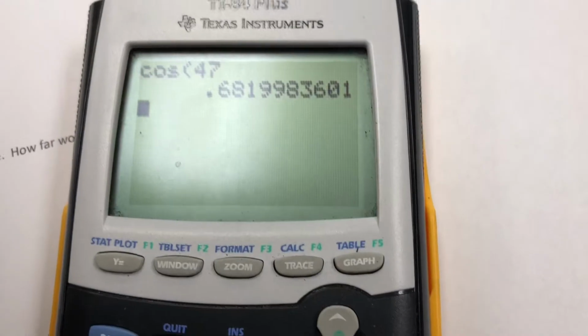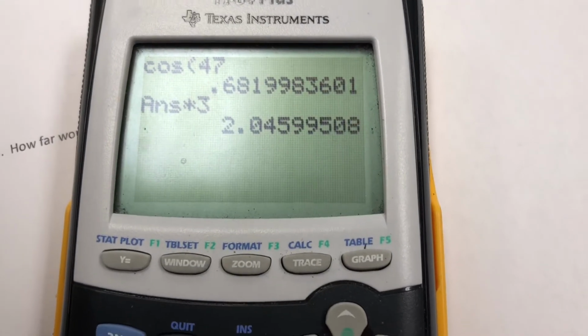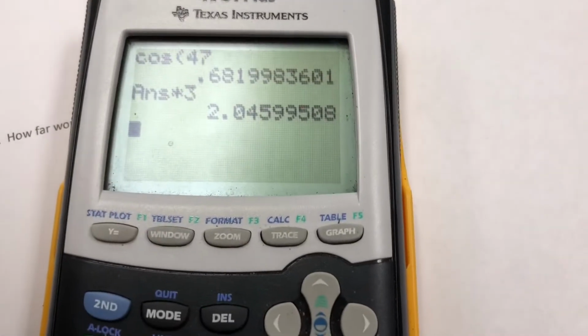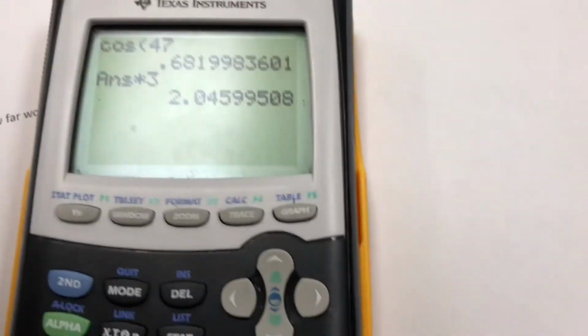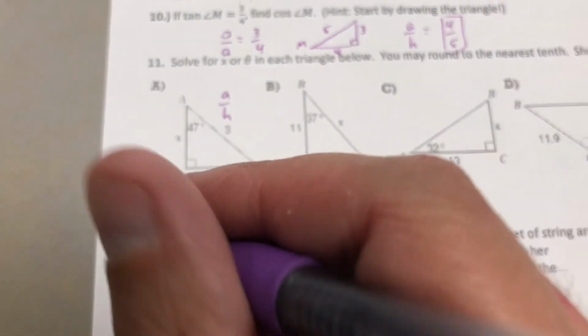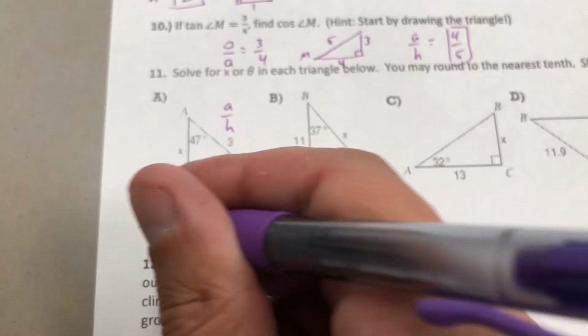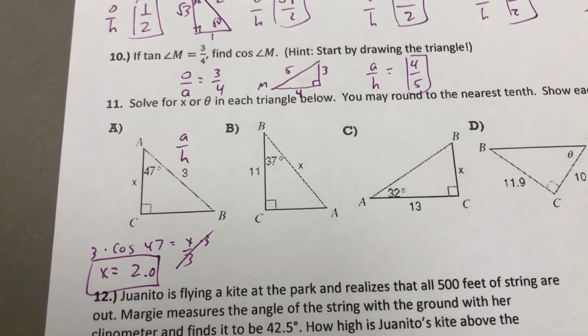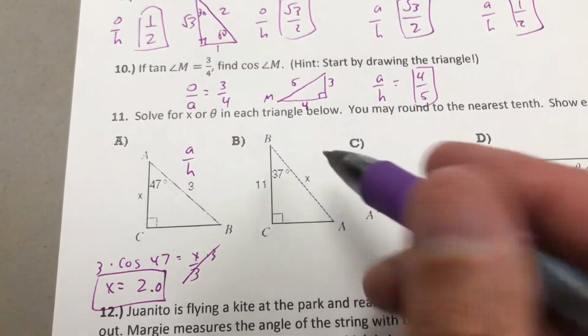X is going to be 3 times the cosine of 47, and 3 times the cosine of 47 is about 2.045. This has to round to the nearest tenth, which is 1 decimal place, so that's going to be about 2.0. Does not round up, okay? Second one here, we have an adjacent side and a hypotenuse.